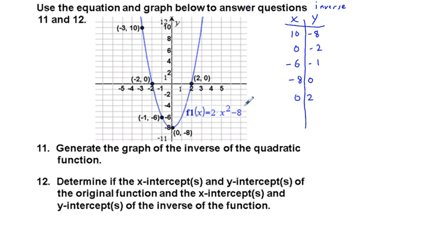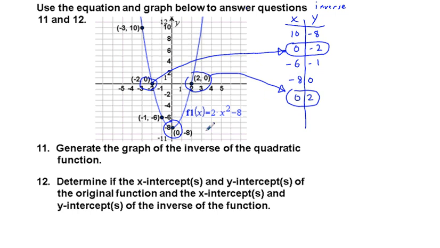And if you notice, these are x-intercepts in the original function, but they become y-intercepts here. See, x-intercepts in the original function become y-intercepts over here. So I'm drawing the arrows to the table. Okay. And then also, down here in the original function, this y-intercept becomes an x-intercept right here.